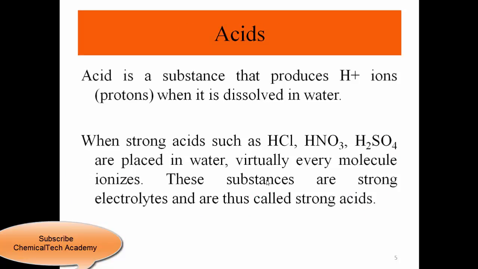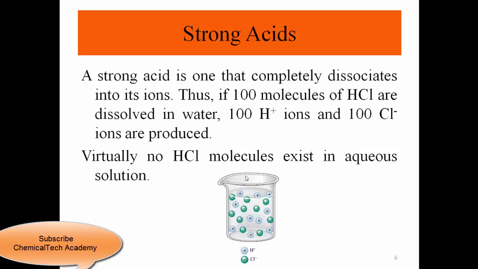Acids. An acid is a substance that produces hydrogen ions, or protons, when it is dissolved in water. Because it doesn't have an electron, we call them protons. When a strong acid such as HCl, HNO3, or H2SO4 is placed in water, meaning hydrochloric acid, nitric acid, and sulfuric acid, virtually every molecule ionizes. They dissociate completely in water. These substances are strong electrolytes and are thus called strong acids.